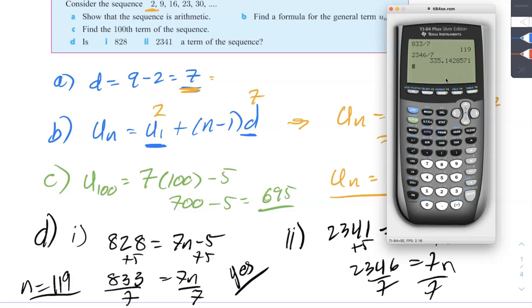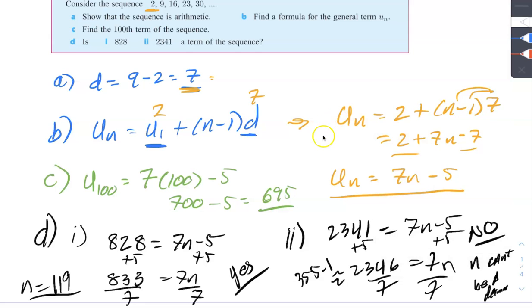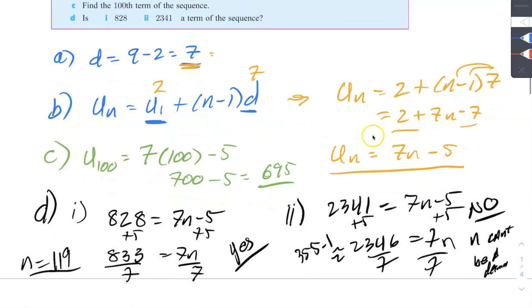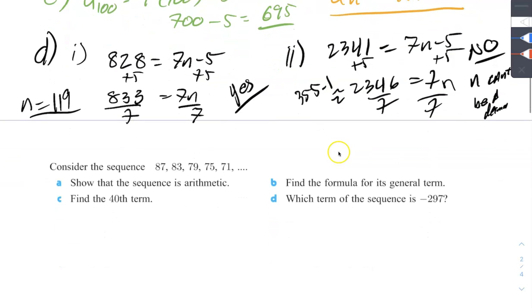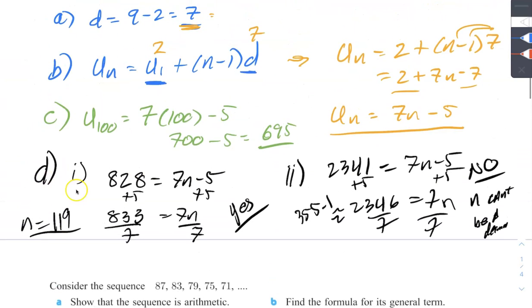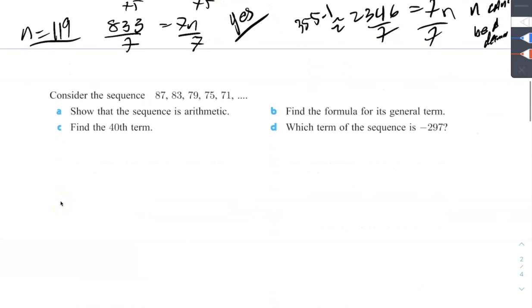This is approximately 355.1. So no, not a whole number. So no, n cannot be a, I should say non-integer, non-positive integer. Anyway, that's the idea. So again, n always has to be a positive integer, or also known as a whole number or natural number. Natural number is better.